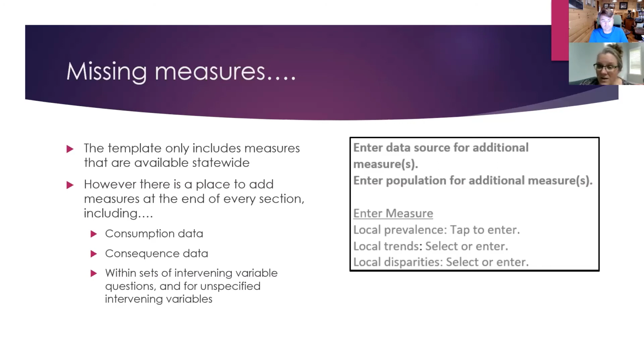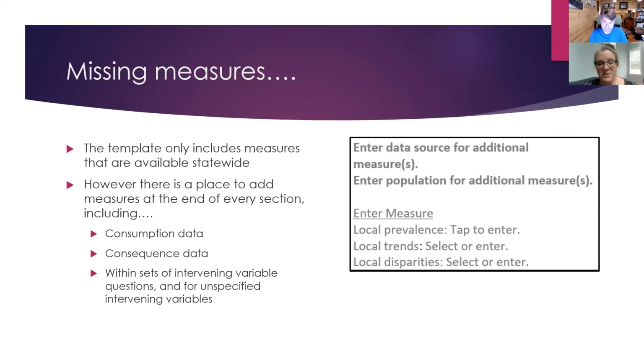But if you are in a situation where you have them, at the end of every single section, so at the end of the consumption data, how much people are using substances, whether that be 30-day substance use or controlled substance reporting system data on prescribing, alcohol consumption in your community, whatever those might be, if you have consumption data, there's a place at the end of each section to add that. The same thing at the end of consequence data.